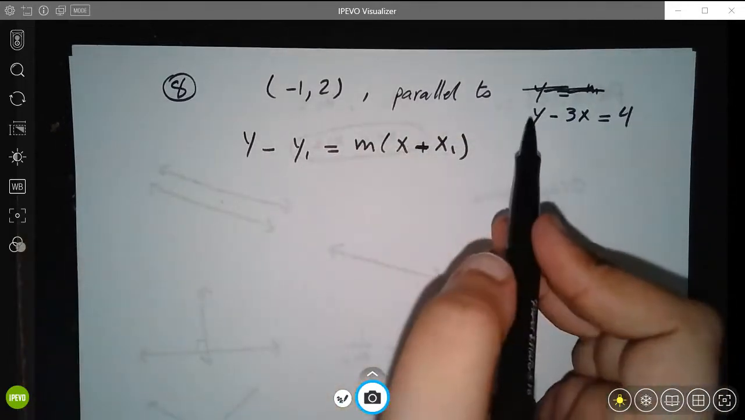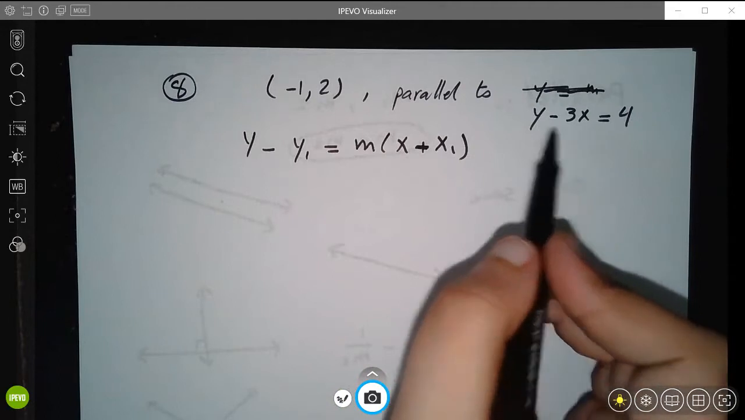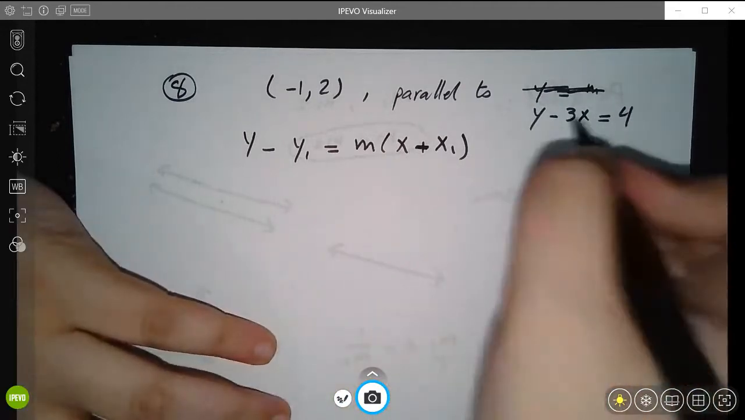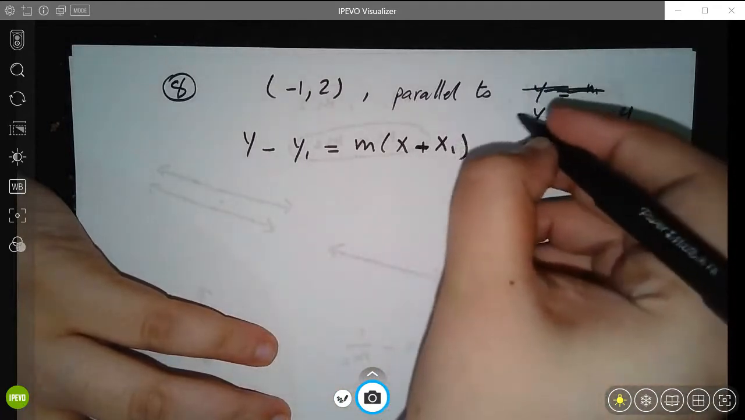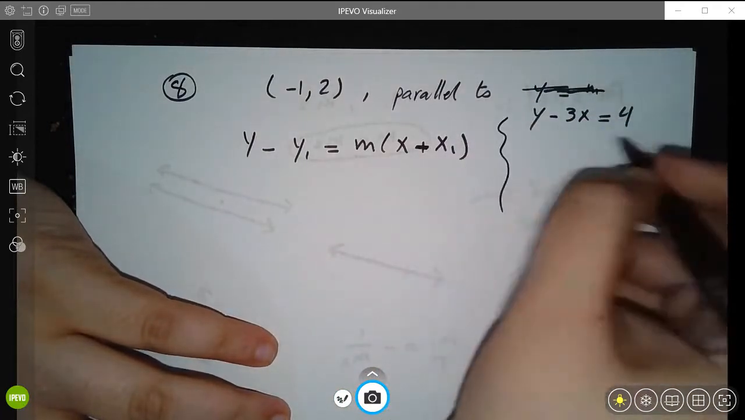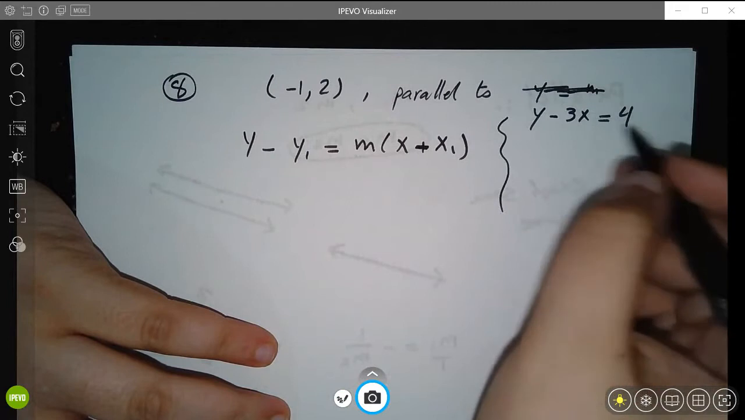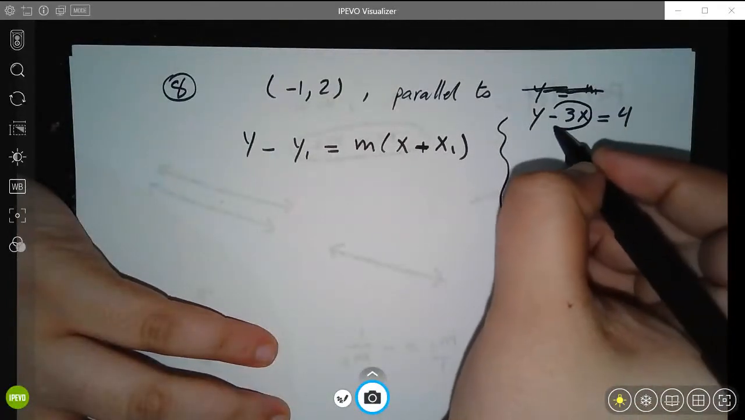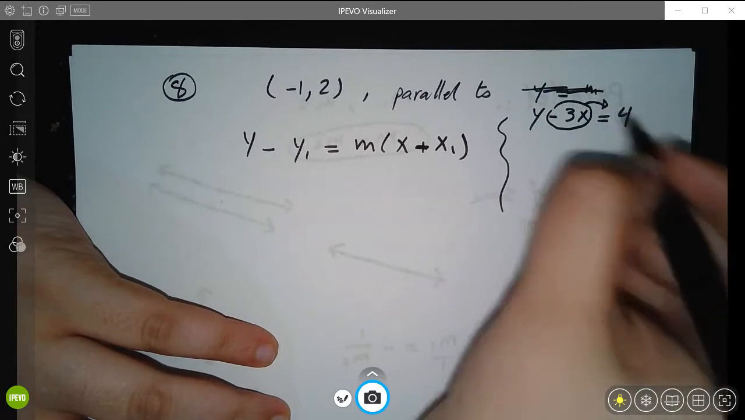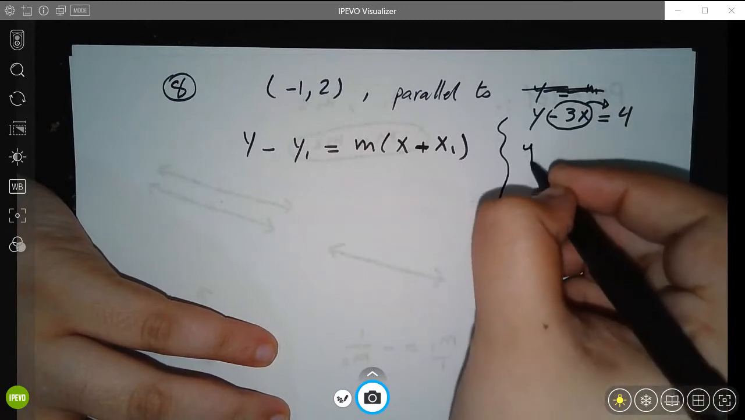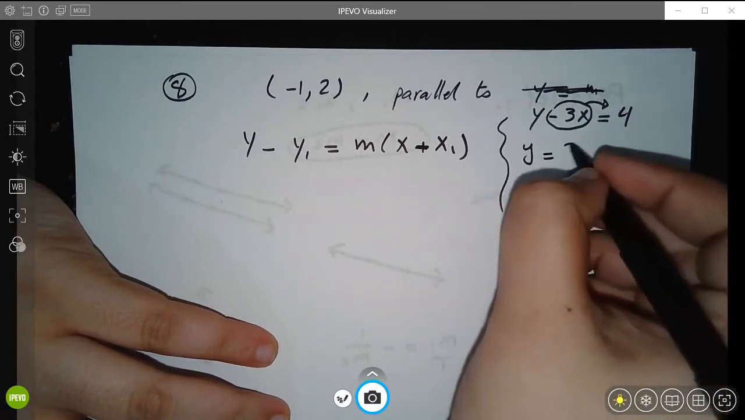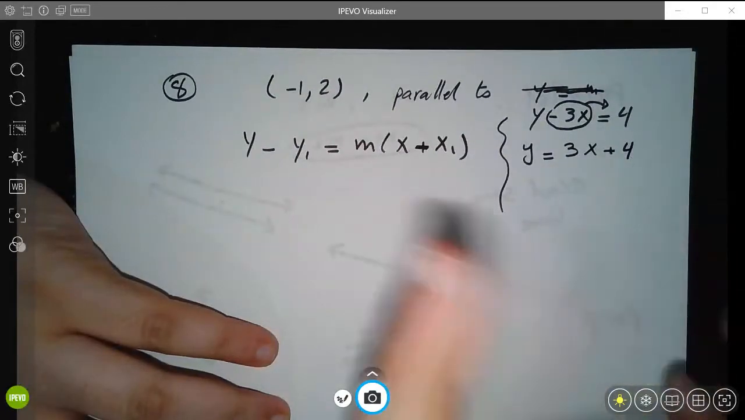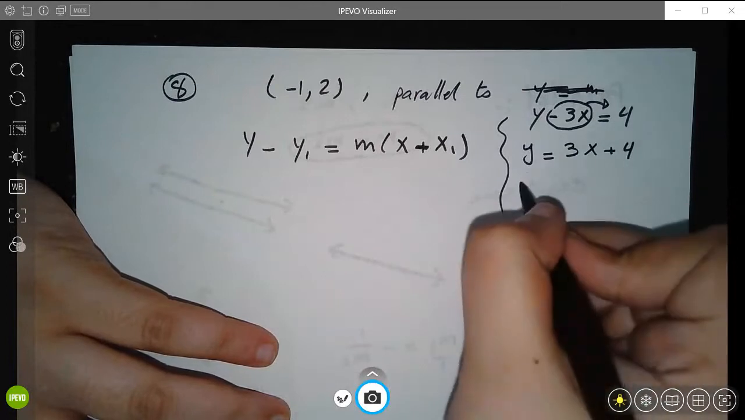Knowing that this line is parallel to that one, that means that the slope of this line is the slope of that one, correct? So let's look at this equation right here. Now I need this to be in slope-intercept form to be able to identify the slope quickly. So all I'm going to do is grab the -3x and move it to that side. So now it becomes y equals positive 3x plus 4. There, it's slope-intercept form. Now what is my slope?